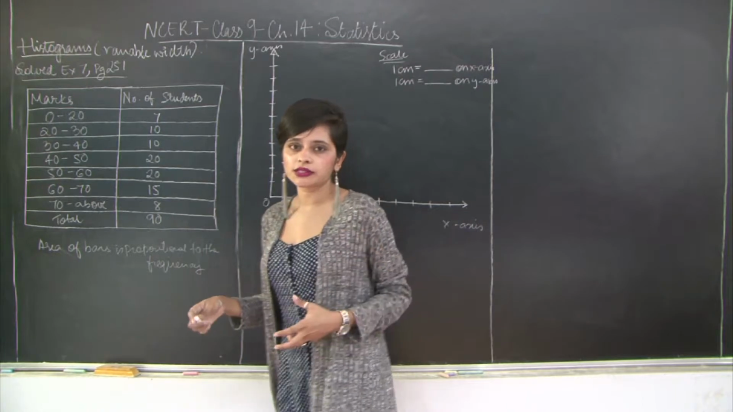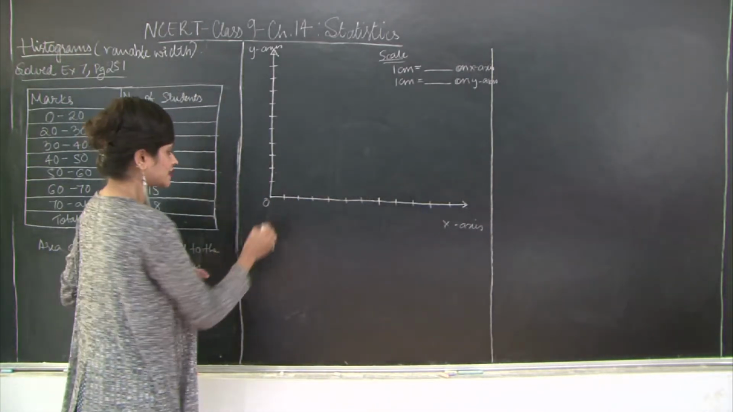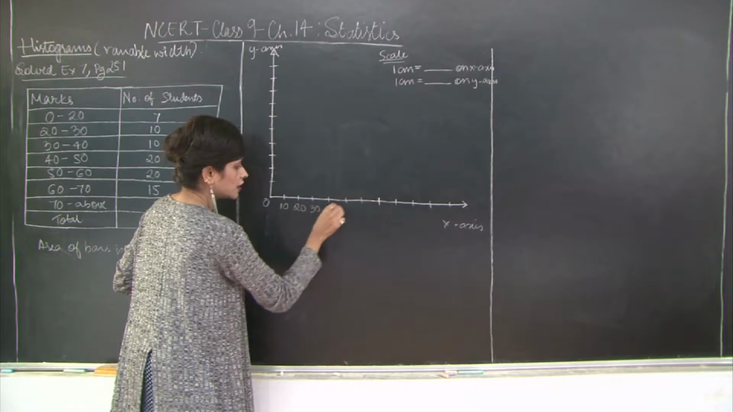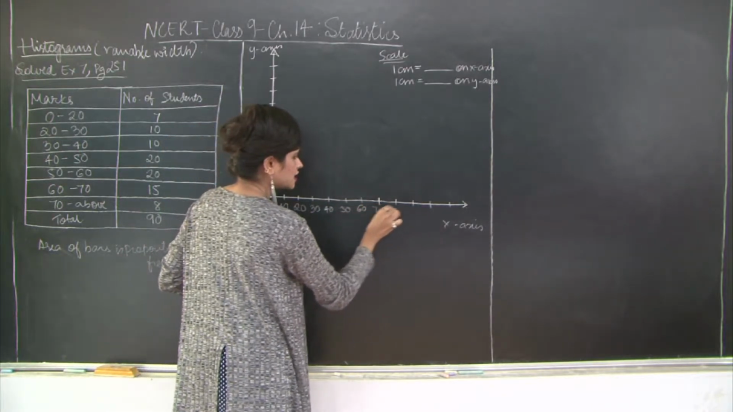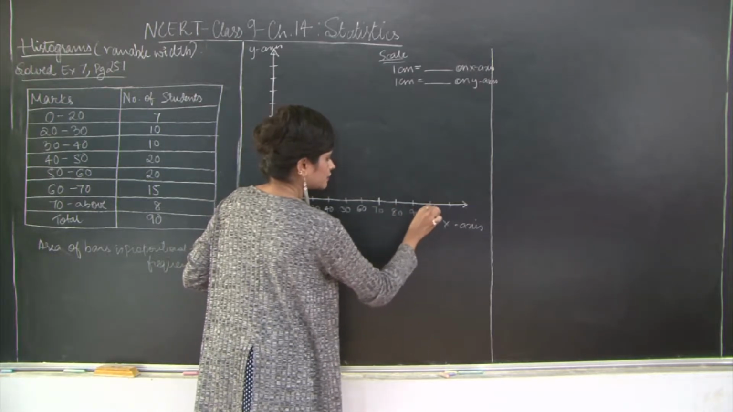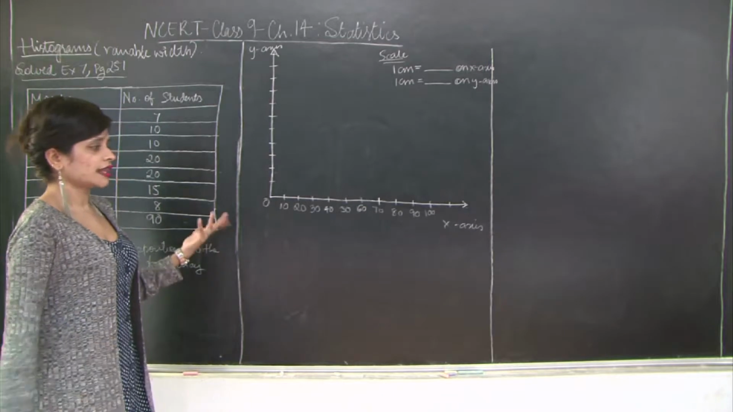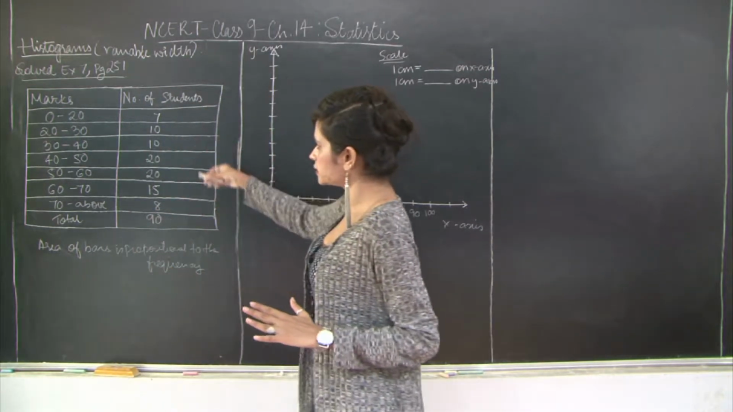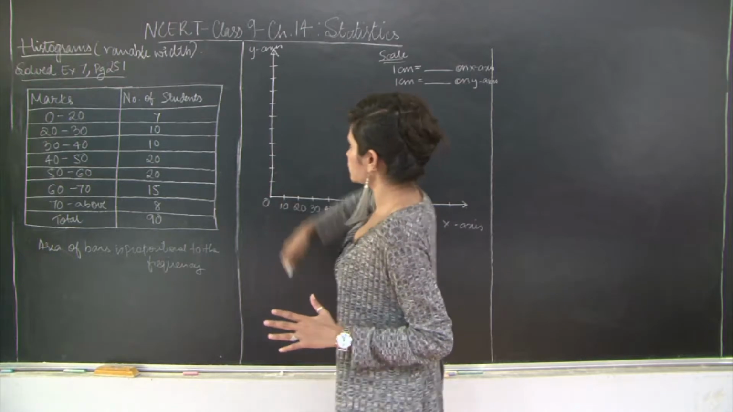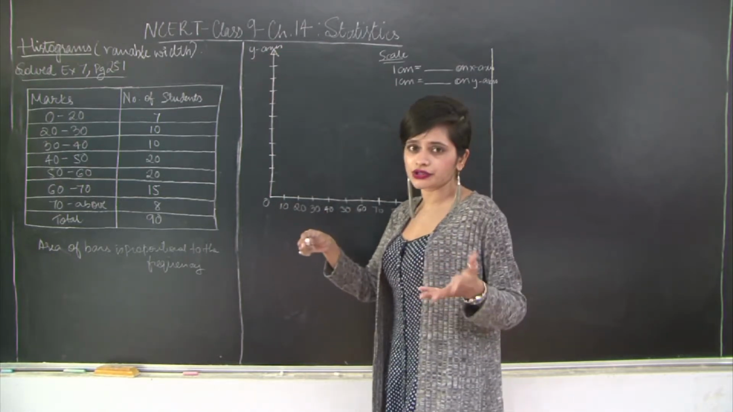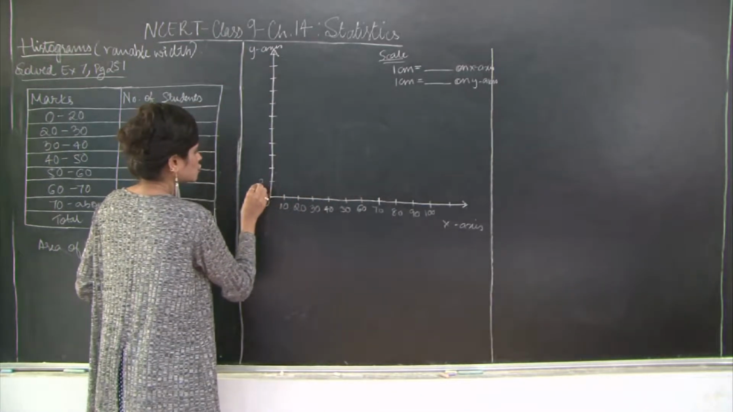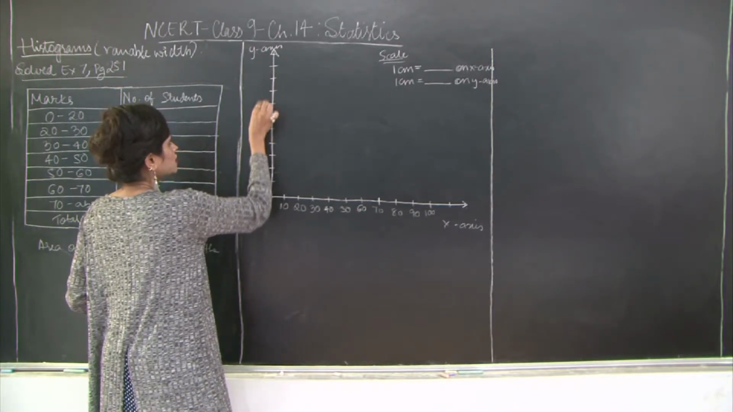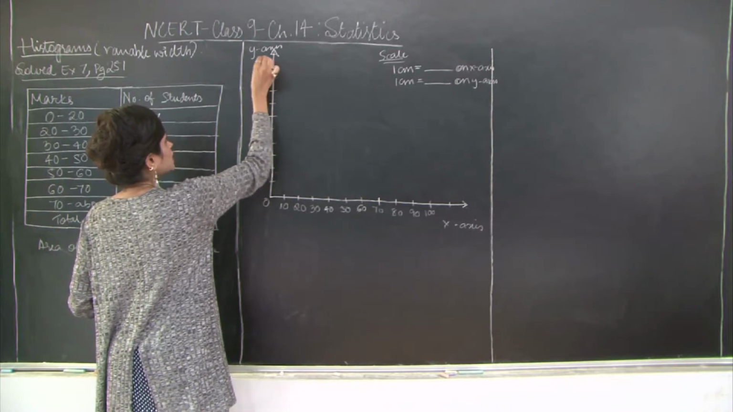So what we are going to do is take a difference of 10 on the x-axis. So 10, 20, 30, 40, 50, 60, 70, 80, 90 and 100. I'm taking only until 100 because it's mentioned that this is for up till 100, right? And what about the number of students? Now the maximum number of students that we have is 20 out here. So plotting to 20 taking 1 unit is really difficult. I'm going to take a difference of 2 units. So 2, 4, 6, 8, 10, 12, 14, 16, 18, 20, 22.